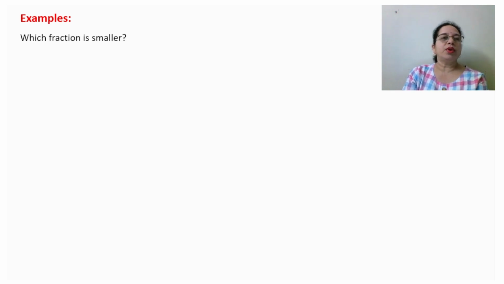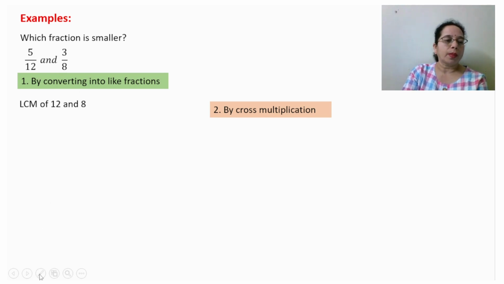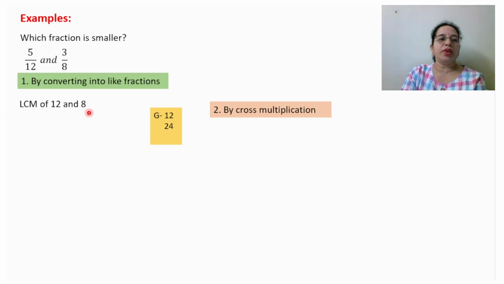Take one more example. Which fraction is smaller? So 5 upon 12 and 3 upon 8. Here also we will solve by both the methods, converting into like fractions, and by cross multiplication method. Here your LCM will be of 12 and 8. So greater number is 12, so we will decide table of 12. 12 ones are 12, 12 twos are 24, 24 also comes in table of 8. What does it mean? Your LCM is 24.